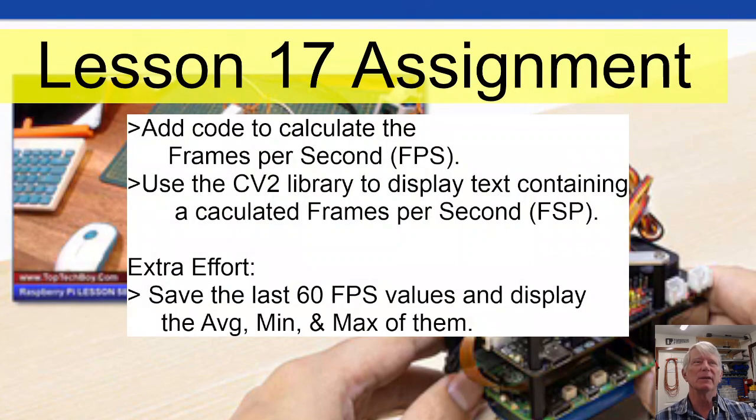The class assignment, class 17 assignment, was to add code to calculate the frames per second and use the CV2 library to display that text which contains the calculated frames per second value. And I went ahead and added a calculation for the average, the min, and the max as an extra effort. So I'm saving the last 60 frames per second values.